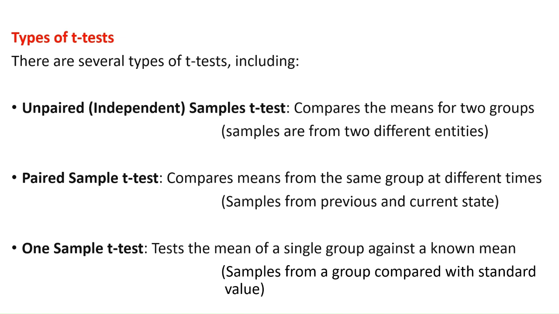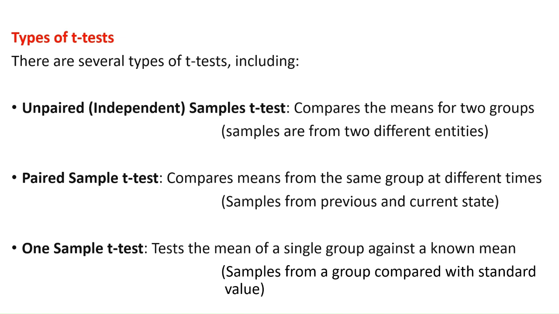The types of t-tests we have are the unpaired or independent t-test. The unpaired or independent t-test is also known as a type of two-sample t-test that compares the means of two groups, and these groups must be from two different populations. The next type of two-sample t-test is the paired sample t-test. This t-test compares means from the same groups at different times.